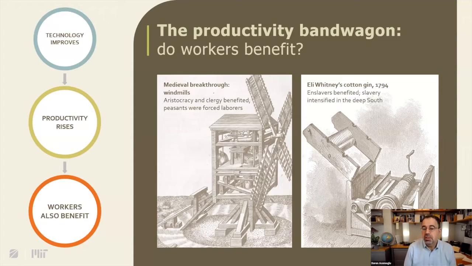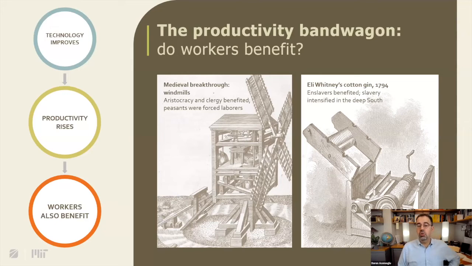But before doing that, let me just give you two examples of revolutionary technologies for their age that don't seem to have generated this type of productivity bandwagon. So the medieval period, sometimes called the Dark Ages, was far from dark. It was full of technological advances that really transformed both agriculture and other sectors of the economy. And one of the iconic ones are the windmills that improved productivity quite significantly in many activities.